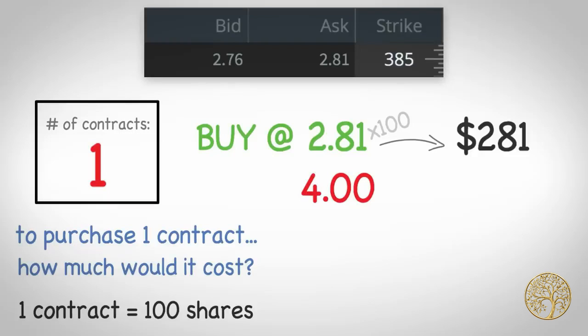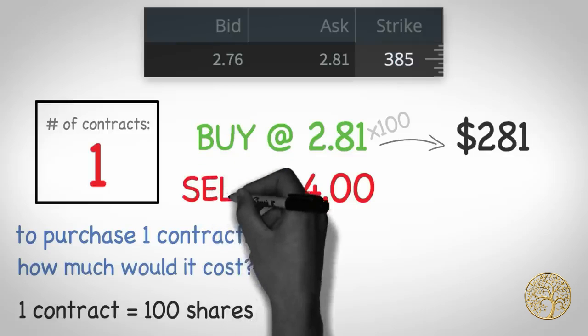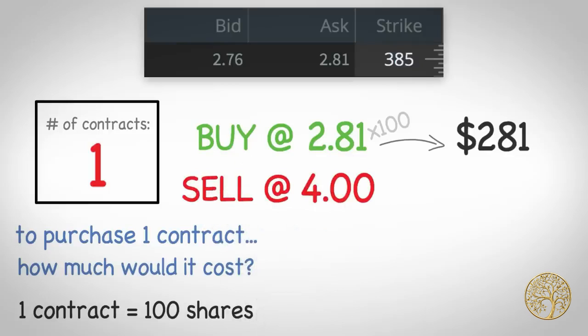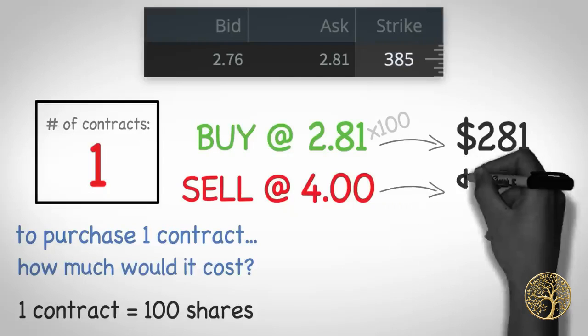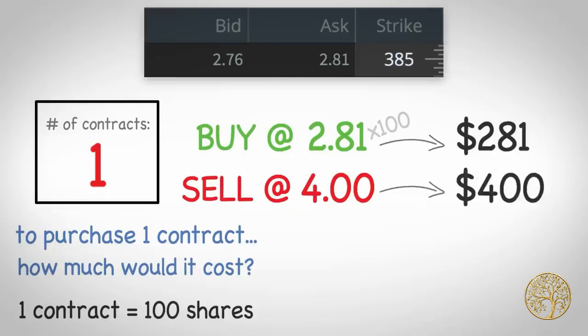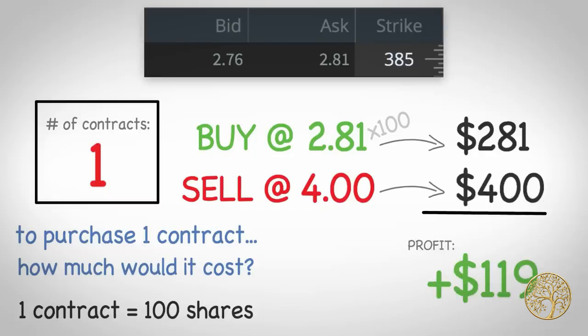Now, just like trading any asset, we constantly have to make decisions about when to sell, and we could of course hold this and hope it goes higher, but let's assume that we have decided to sell this option and take our profit. So we close this position by selling the call option that we own at $4. So if we bought something for $281 and we sold it for $400, it's pretty clear that we made a profit of $119.